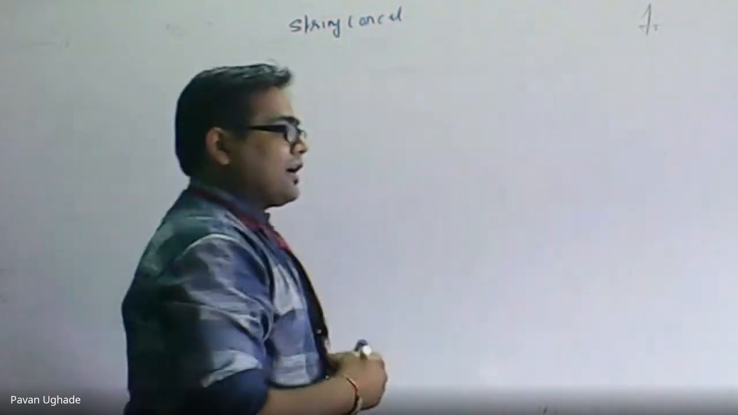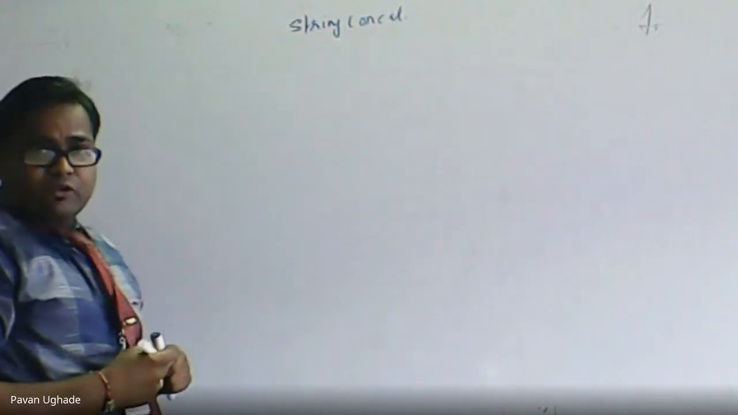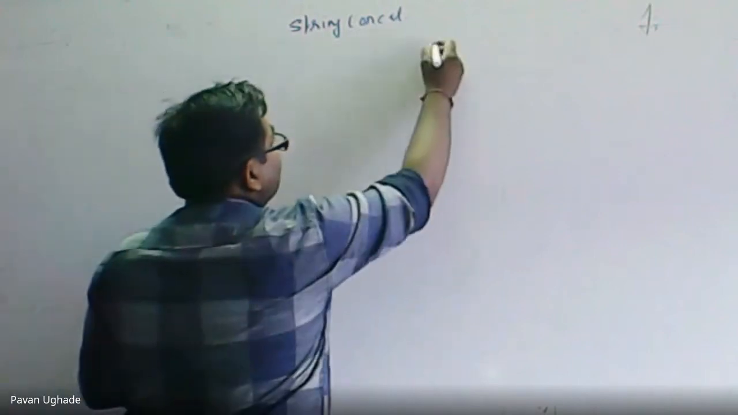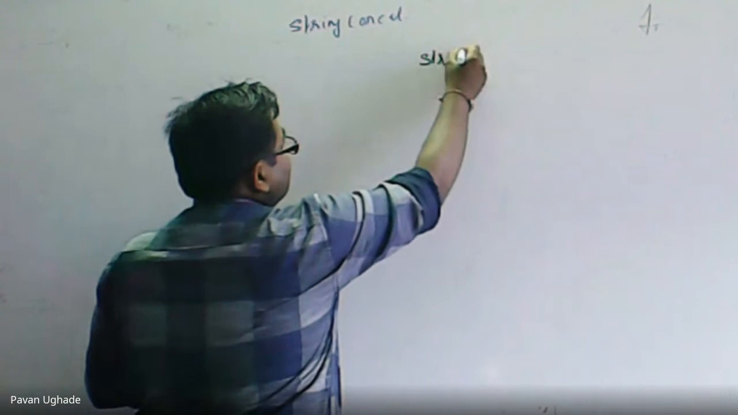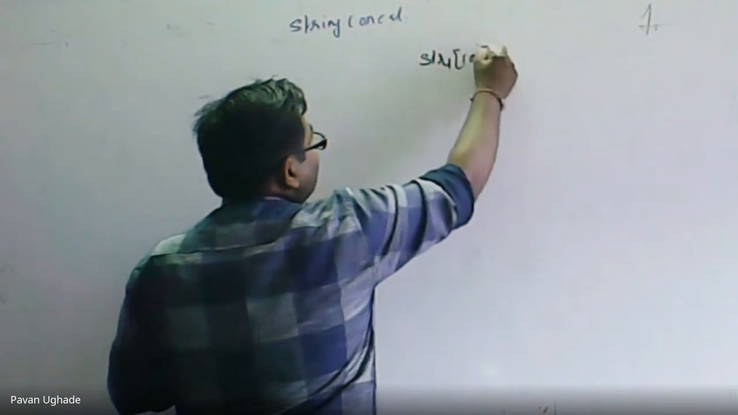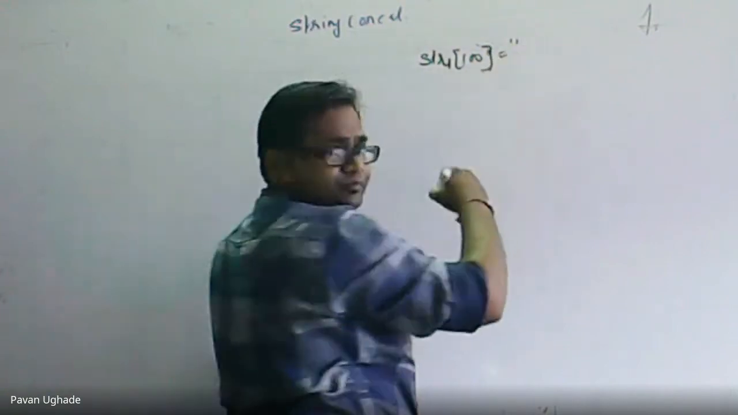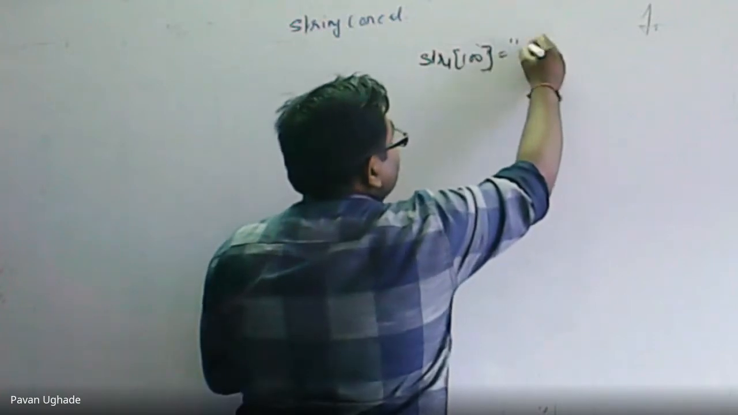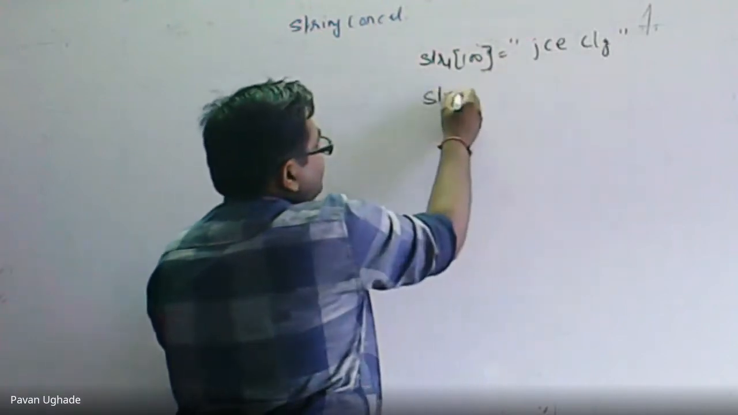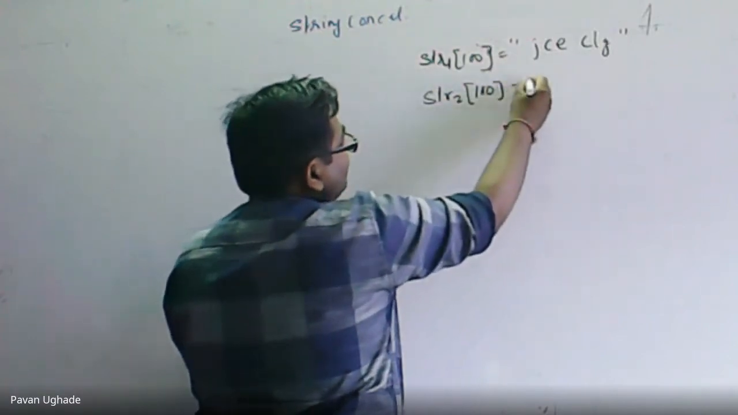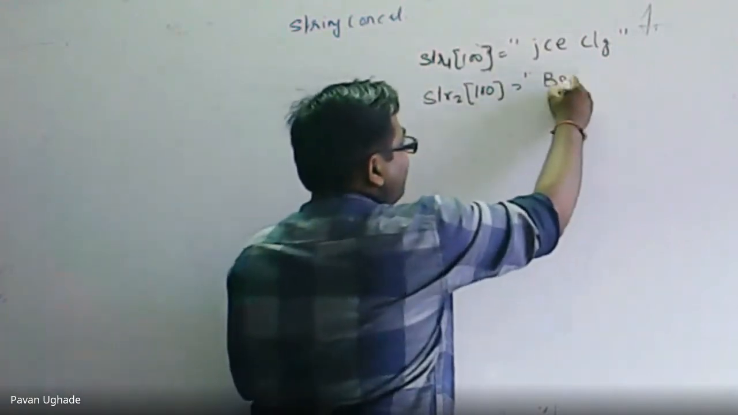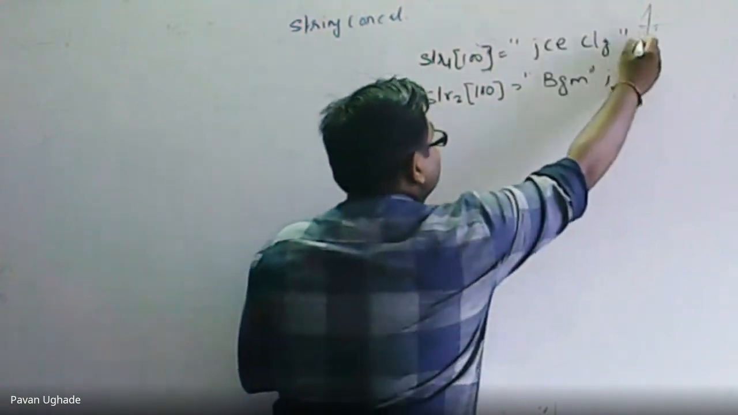So what are we going to do in this? Basically we require two strings. Let me explain by taking one example. Let's assume we have str1 of size 100, and the value of str1 is jce clg, and str2 also has 100 bytes of space and holds bgm. This is string 1 and string 2.